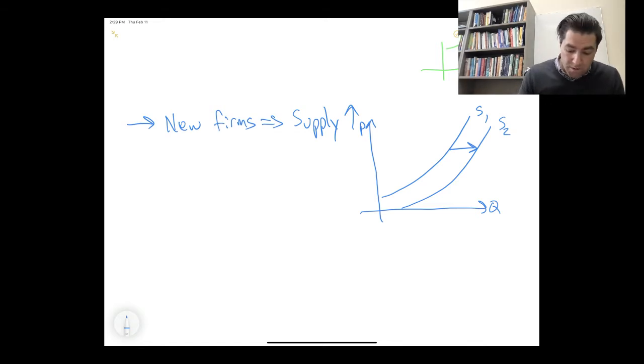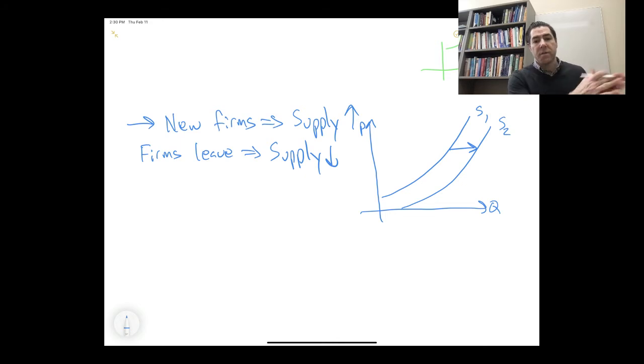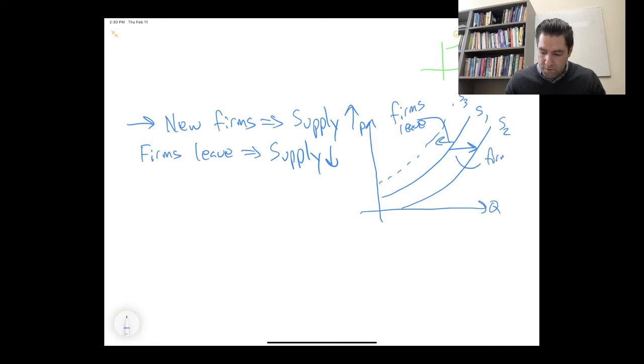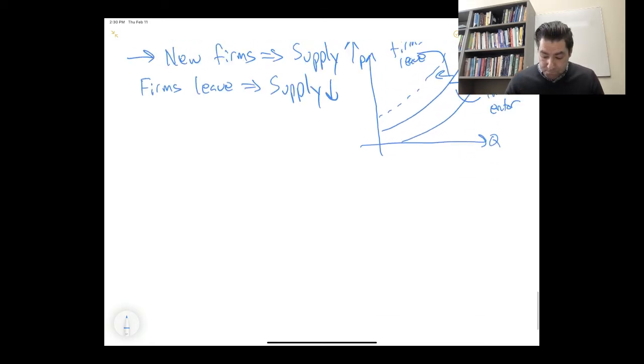And vice versa, right? If firms leave, then the market supply is going to go down, simply because market supply is the addition of the individual firm supply curves. New firm, more supply. One firm leaves, we have less supply. So firms leave, we go left; firms enter, and we go to the right. Very simple.